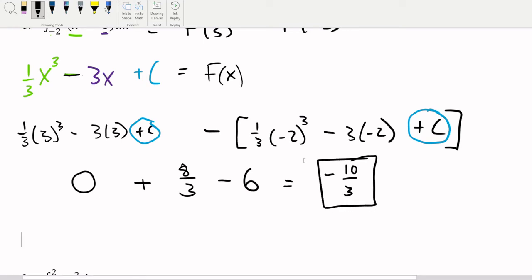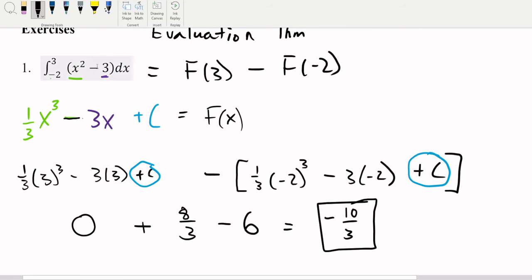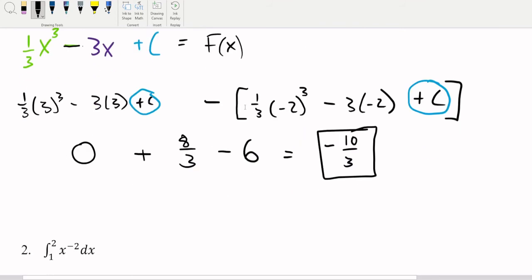Okay, there you go. You just did your first definite integral using the evaluation theorem. A lot easier than trying to find a formula for rectangles and then do a limit. Just find the antiderivative, plug in. Okay, let's try another one.